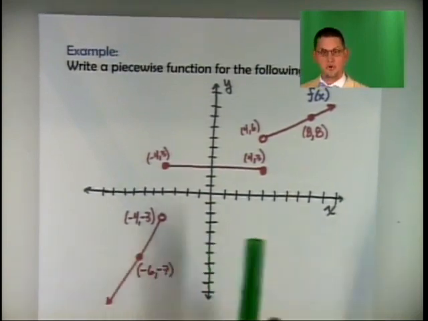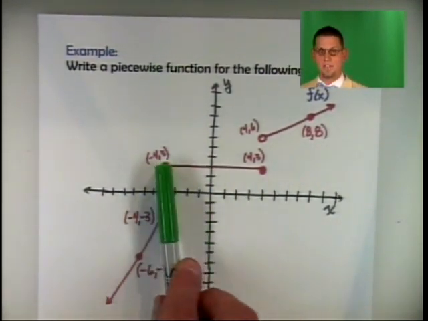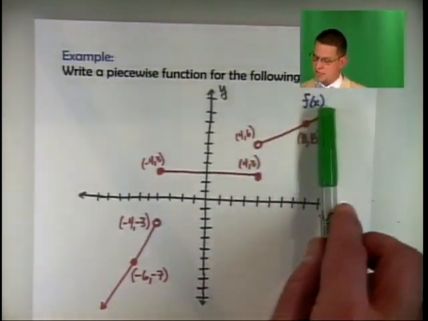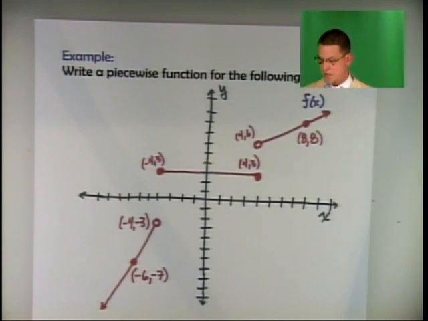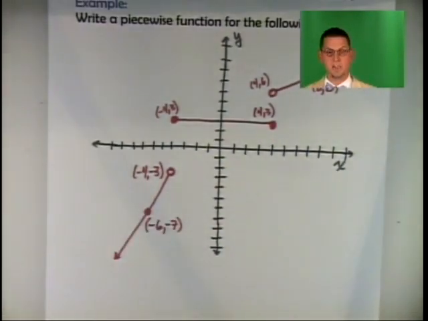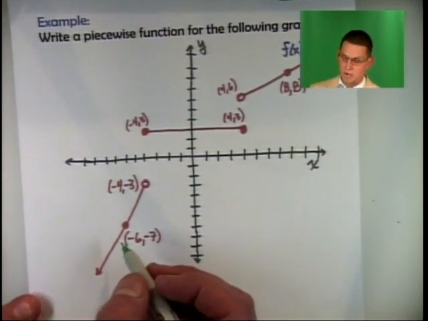So notice that the graph changes at -4. It goes from a slanted line to a horizontal line at -4, and it goes from a horizontal line to a slanted line at 4 on the other side. So -4 and 4 are the points of change. The first thing I need to do is write an equation for each piece, and I have these pieces marked. To write the equation of a line, remember we need a slope and a point. Let me go ahead and find the slope of this little piece right here first.